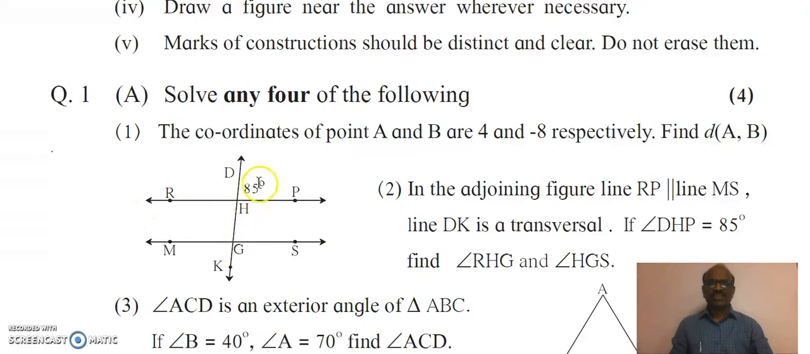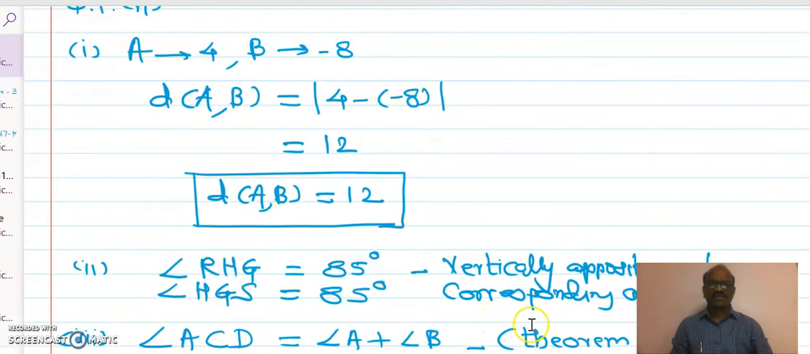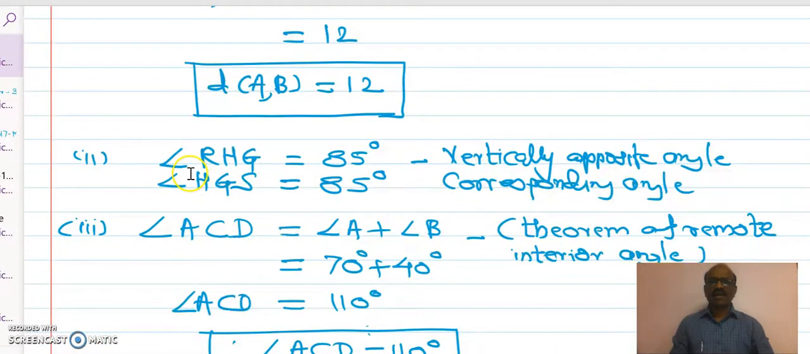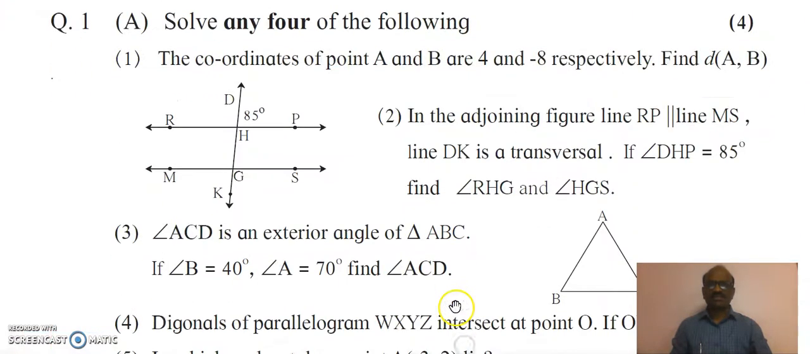RHG. These are vertically opposite angles, and the measure of this angle is 85 degrees. And next, the measure of the angle HGS. HGS is equal to again 85. We can get the answer of this question. That is, the angle RHG is equal to 85, vertically opposite angle, and the HGS is equal to 85. These are the corresponding angles. Next question.